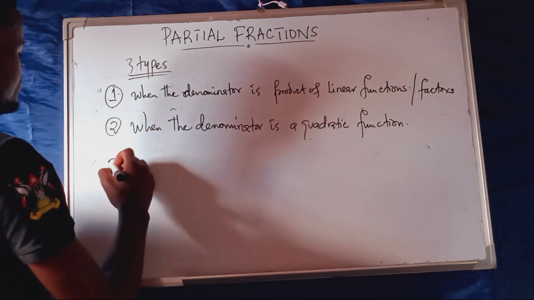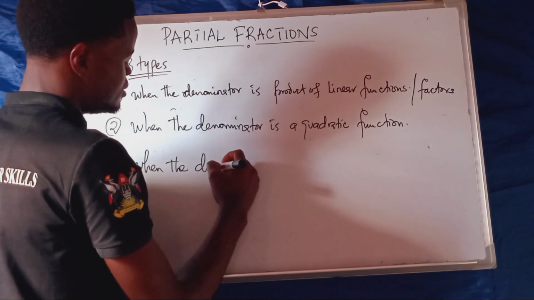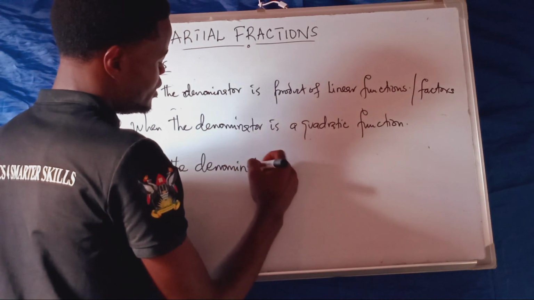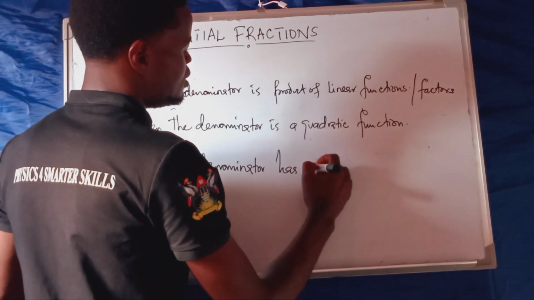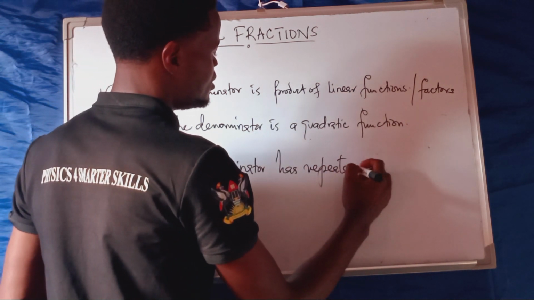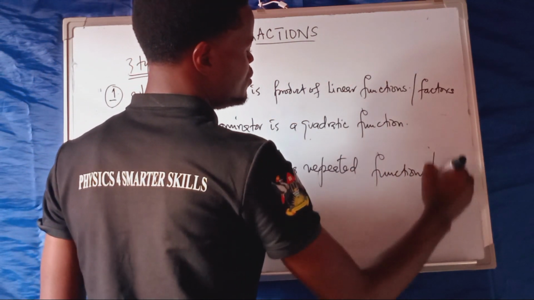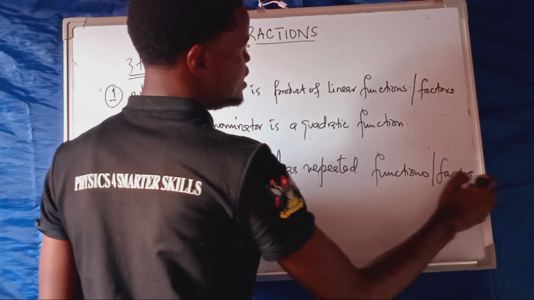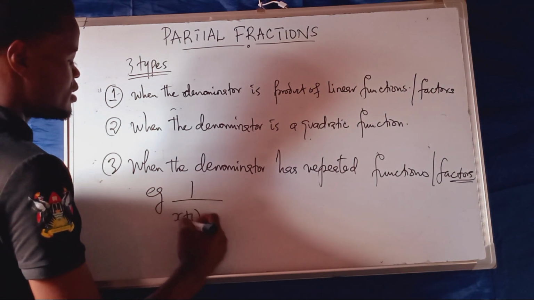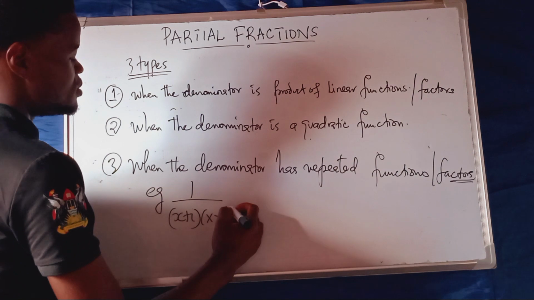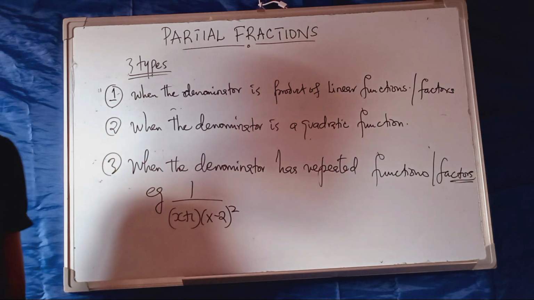So the third type and the last one is when the denominator has repeated functions or has repeated factors. E.g., what do we mean here? If we have 1 over, say, x minus 2 squared, like that, you see that the x minus 2 squared is repeated.